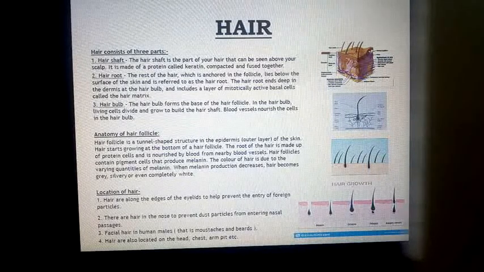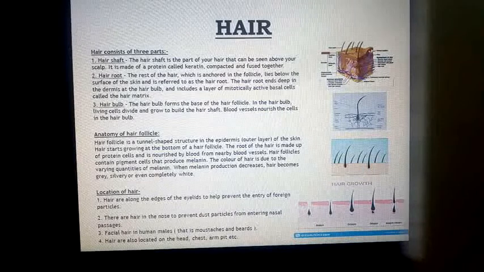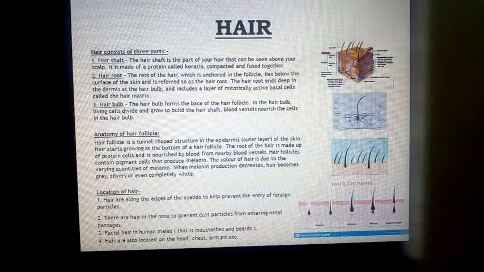Location of hair. Hair grows along the edges of eyelids to help prevent the entry of foreign particles into the eye. There is hair in the nose to prevent dust particles from entering nasal passages. Facial hair in humans, that is males, mustache and beards. Hair is also located on the head, chest and armpit, etc.